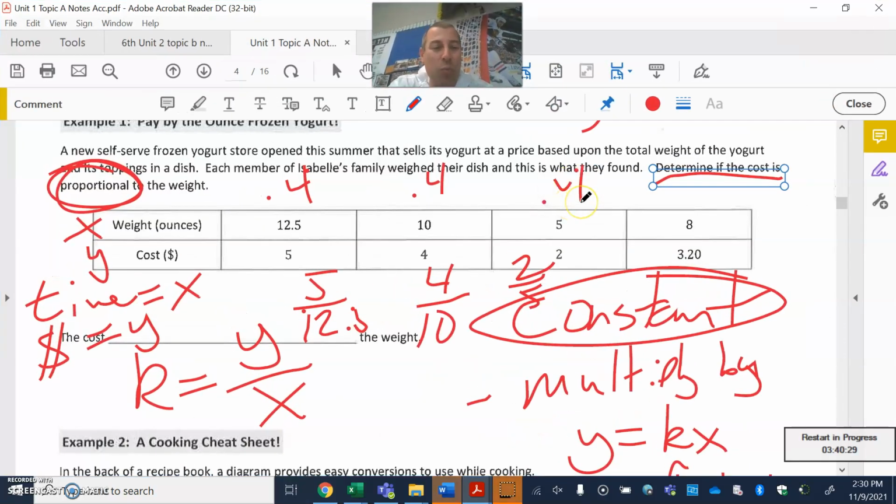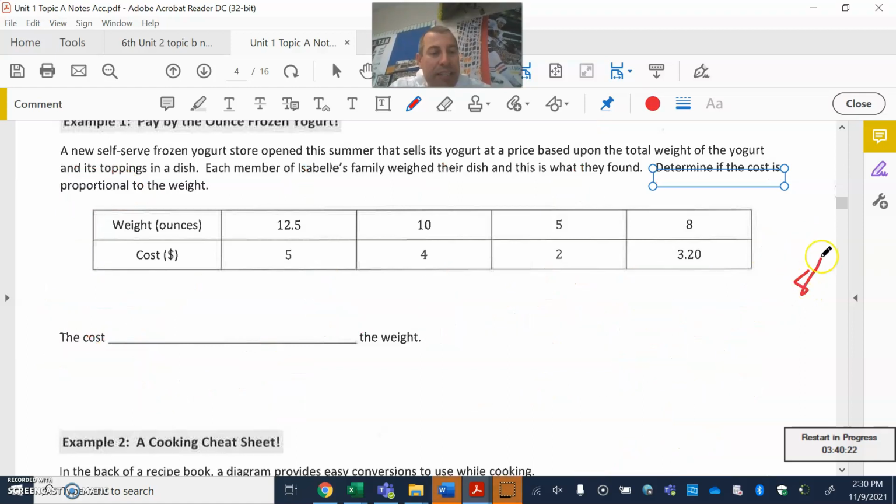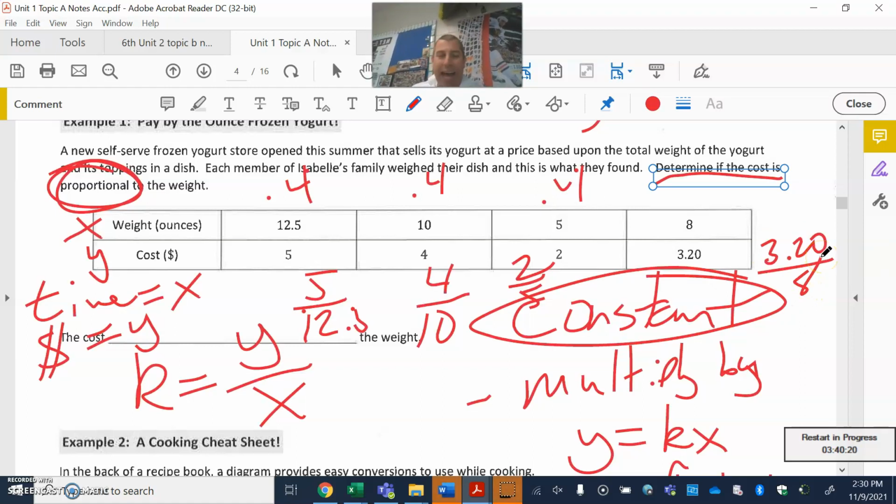And check the last one. If I do the $3.20 and divide it by 8, if we punch that into the calculator, we too are going to get 0.4. So, is this a proportional relationship? Yes, it is. Why? Because we have a constant.